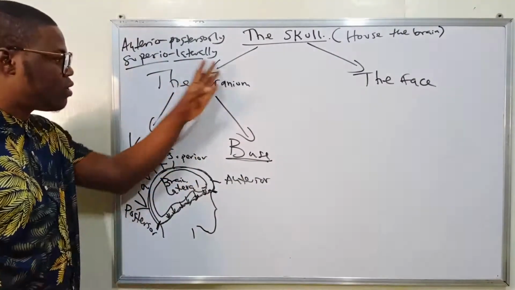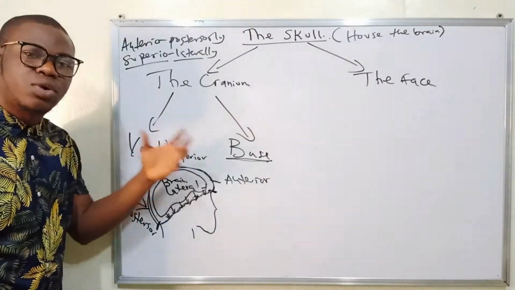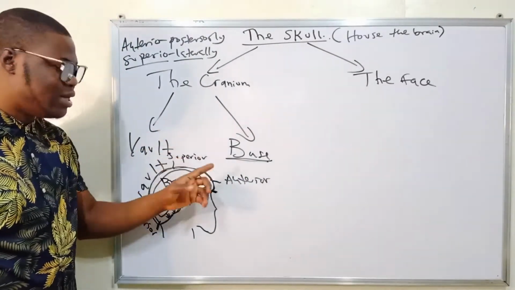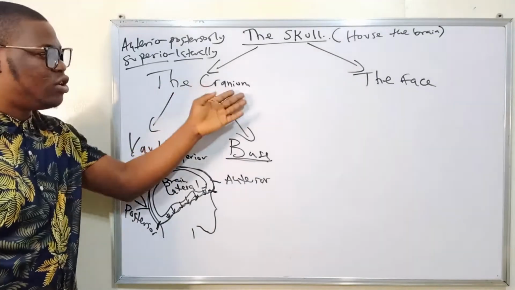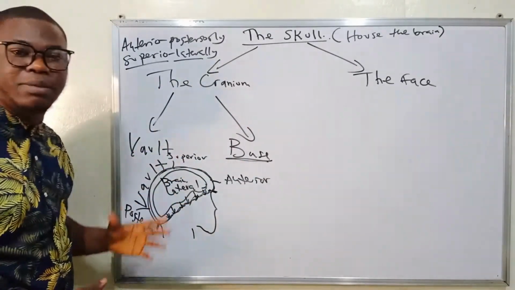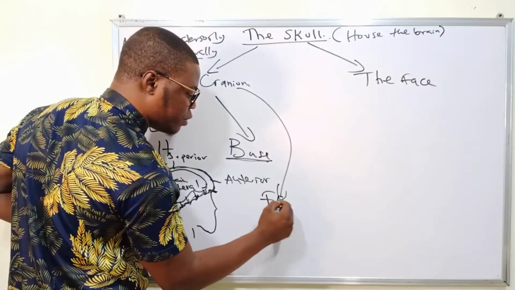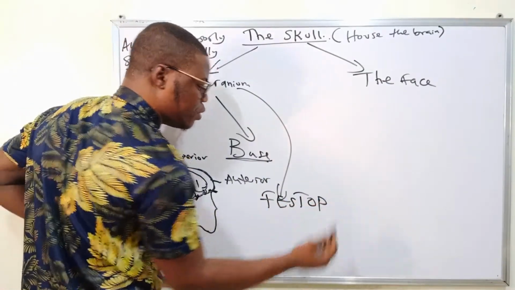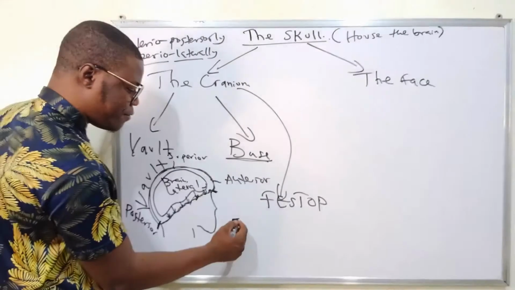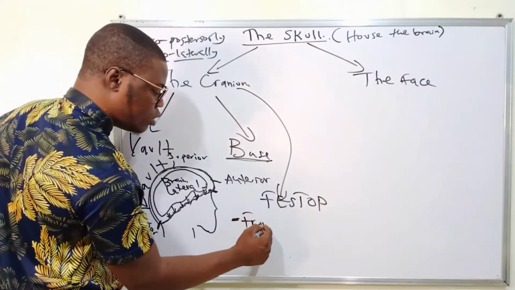So that is that about the cranium. Now, what are those bones that form the vault and the base? Strictly, what are the bones of the cranium? That's what I'm talking about. So the bones of the cranium, the acronym for that is FESTOP. First, the F is frontal bone.